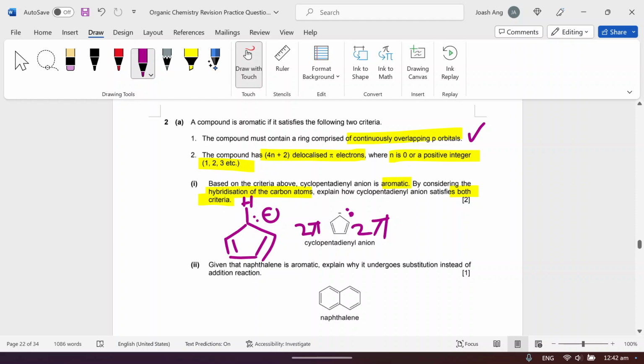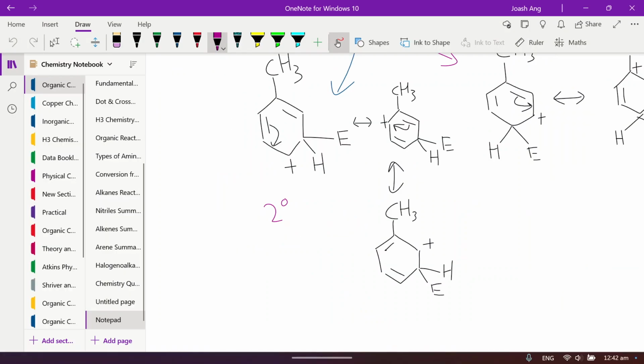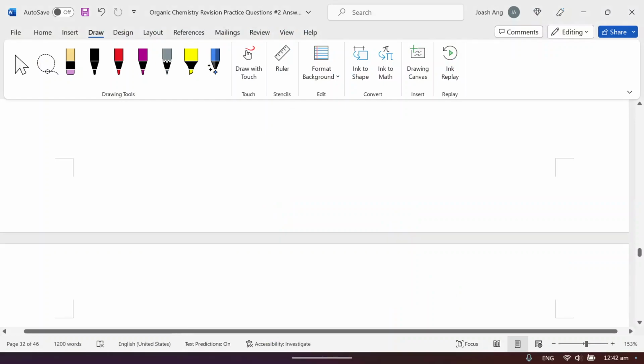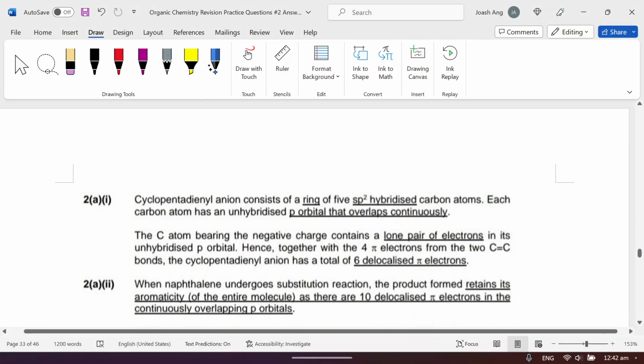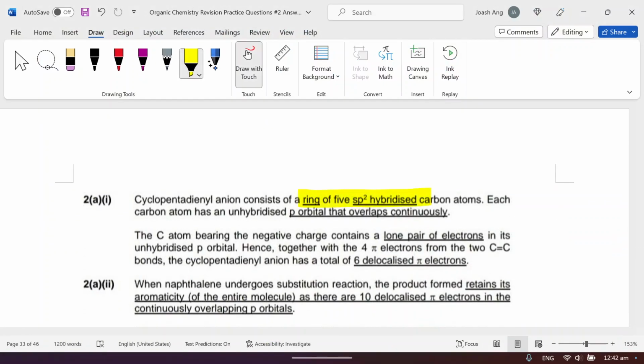Okay, so if you look back at the answer sheet, you can see that there's a ring of 5 sp2 hybridized carbon atoms. And each has an unhybridized p orbital that overlaps continuously.